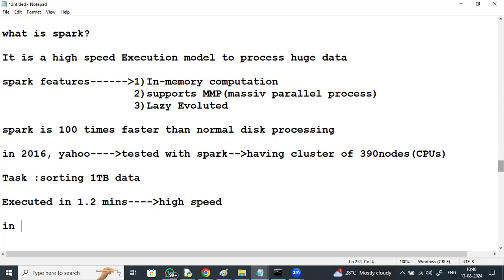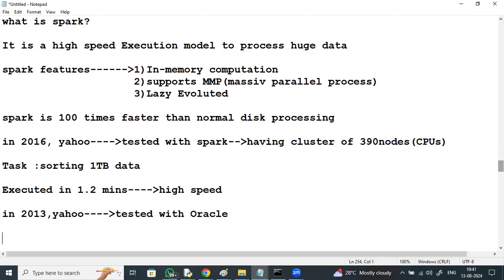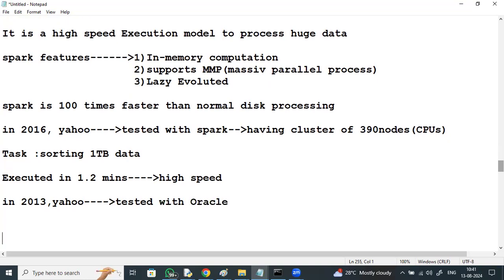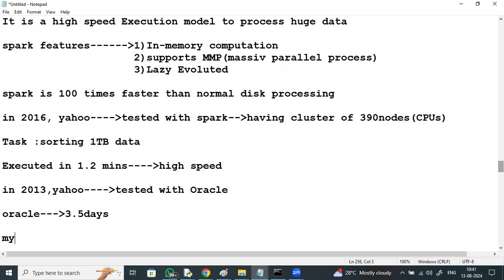Same in 2013, before Spark, Yahoo tested with Oracle. Same task. Oracle has taken nearly 3.5 days to process it. MySQL has taken 6 days.